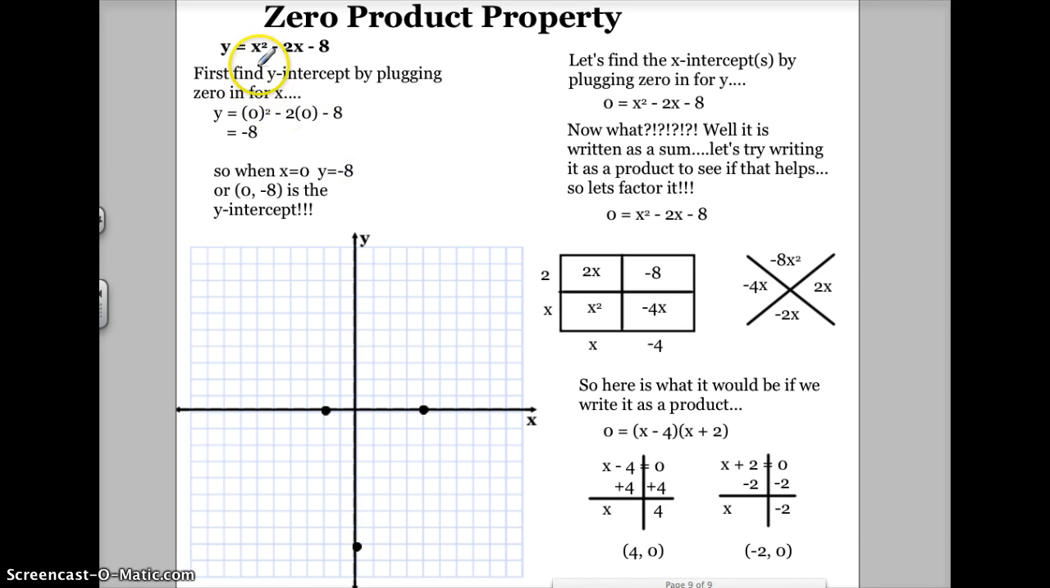So when I do that, 1 squared is 1, minus 2 times 1 is negative 2, so 1 minus 2 is negative 1, minus 8 is negative 9. So the point is (1, negative 9), and that will be the vertex of the parabola. Now I have enough points that I should be able to make a pretty nice sketch of this parabola.